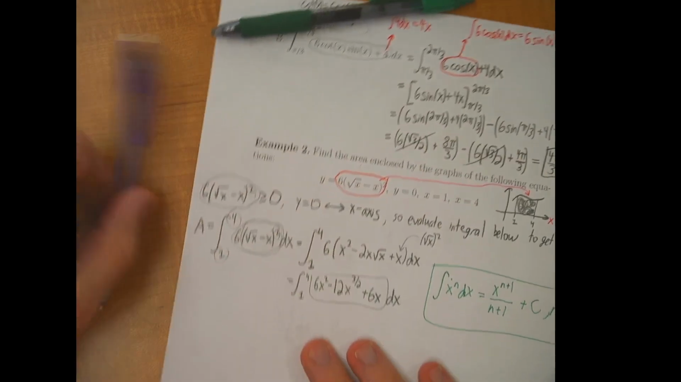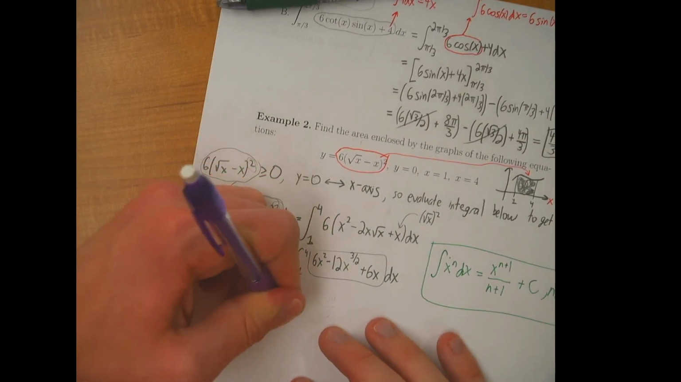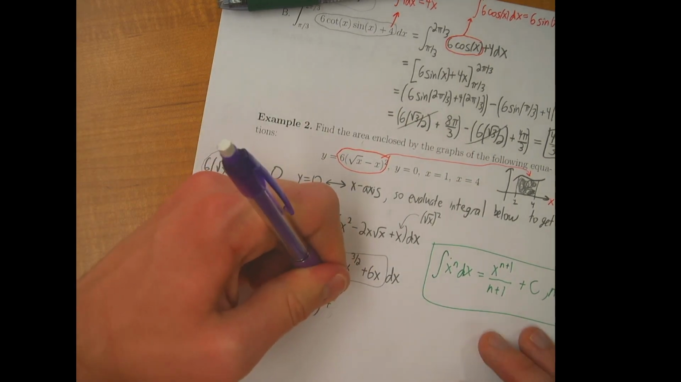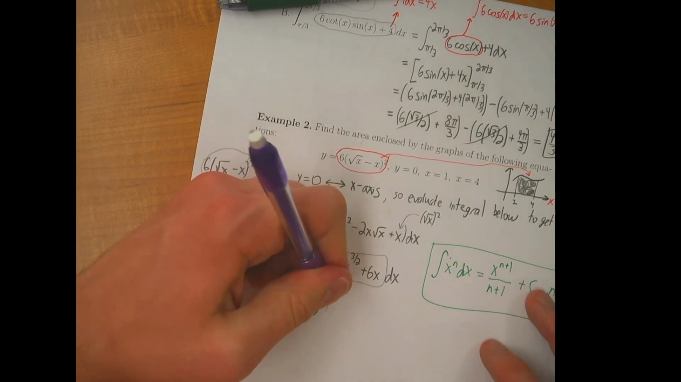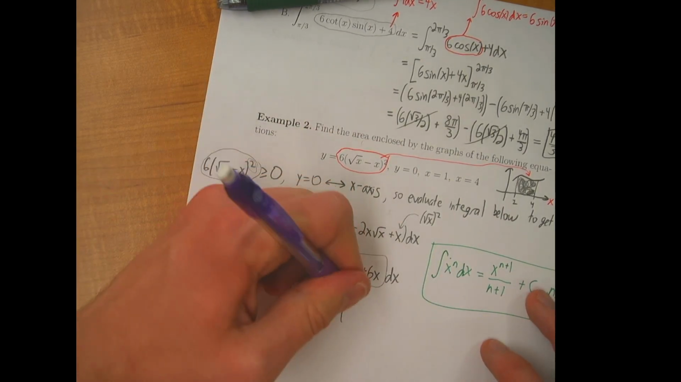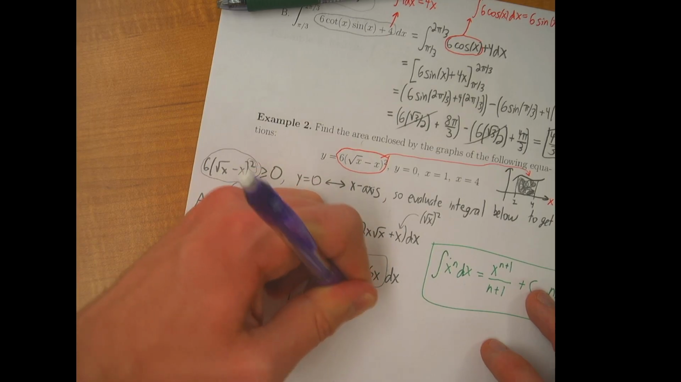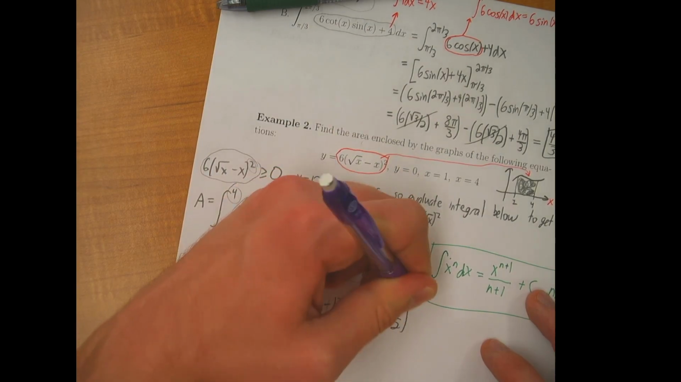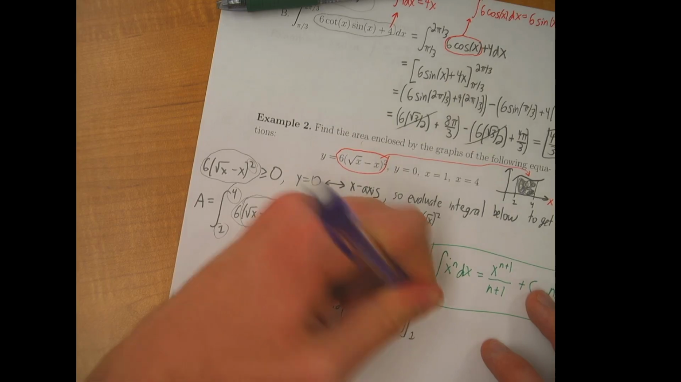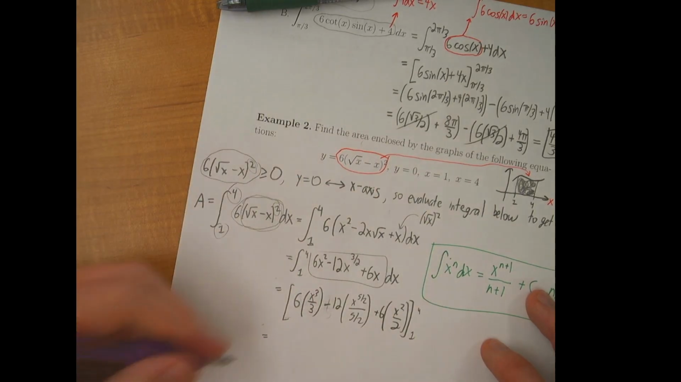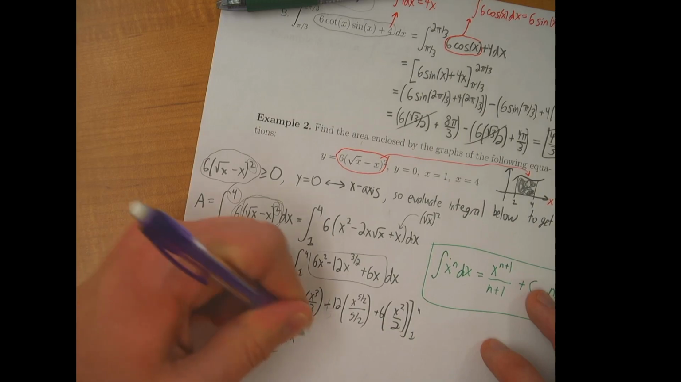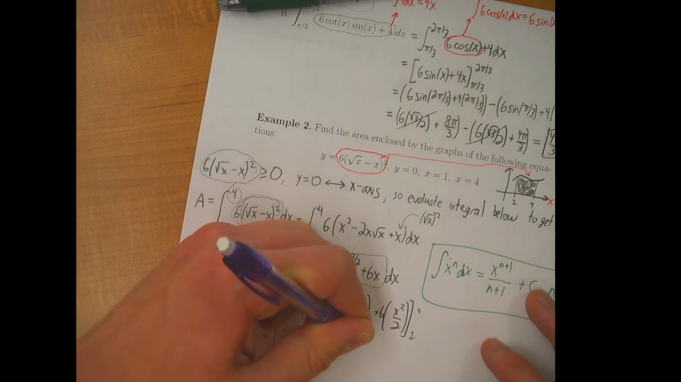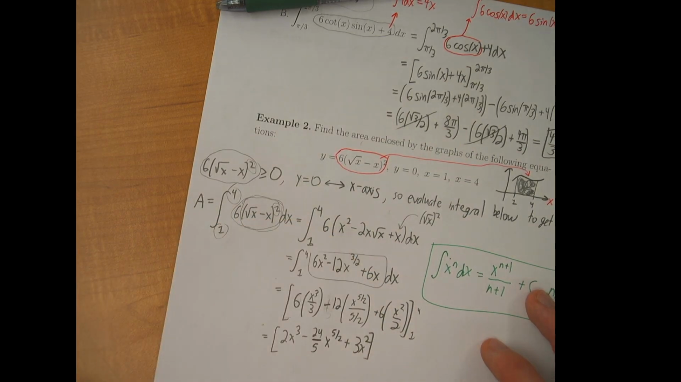What we have is 6 times x cubed over 3, minus 12 times x to the 5 halves over 5 halves, and then plus 6 times x squared over 2, from 1 to 4. Okay? So, like you said, that simplifies to 2x cubed minus 24 over 5 x to the 5 halves, and then plus 3x squared, and that's your antiderivative.